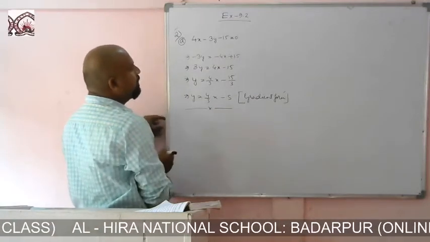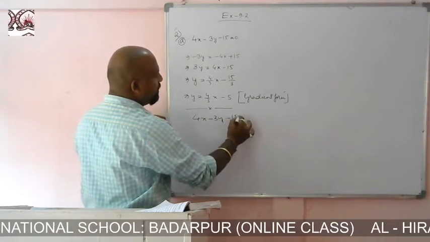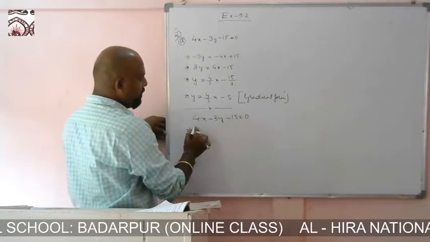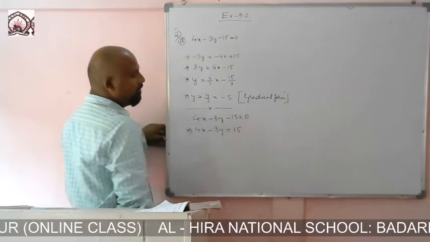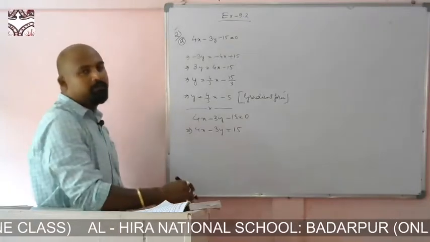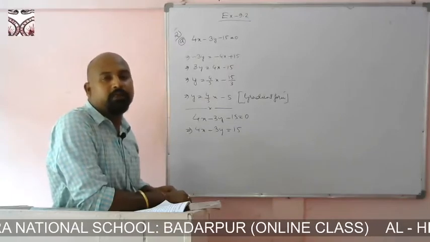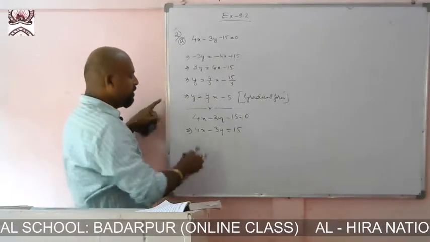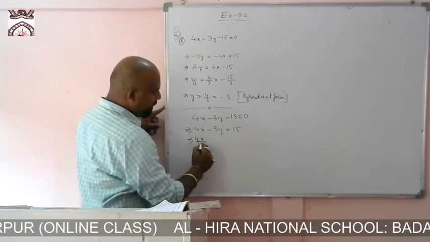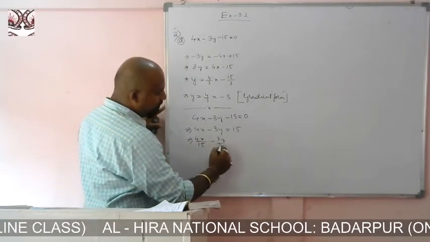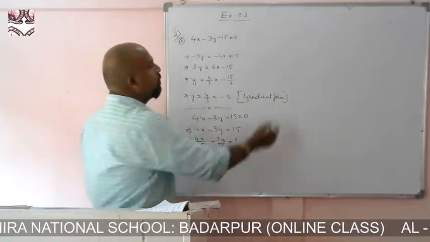Now, to convert it to which form? Intercept form. So 4x minus 3y minus 15 equals what? They have given you 0. So 4x minus 3y equals 15. Now what is the intercept form? Intercept form is given by x by a plus y by b equals 1. So here you have to divide by 15: 4x by 15 minus 3y by 15, and we are getting 1.